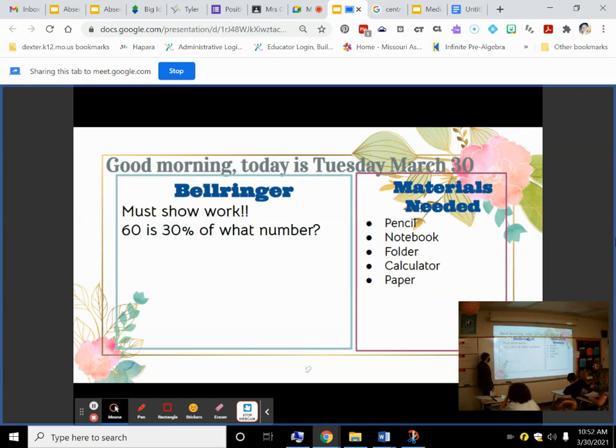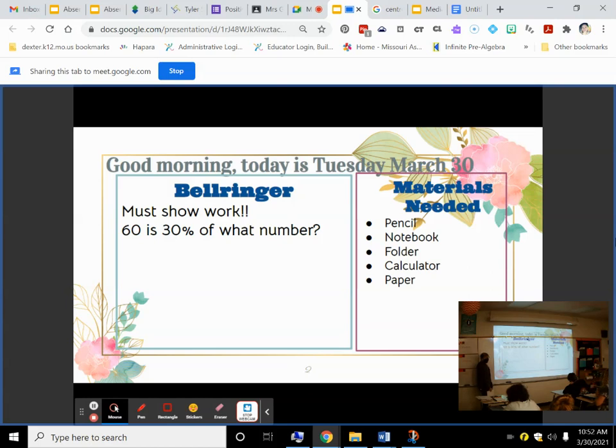I did 60 over W because we don't know the denominator. And I did 30 over 100. And I did 30 W. And I timed 60 by 100 and got 6,000. And I divided both of those by 30 and I got 200. You got 200. Okay, so 200 is your number.